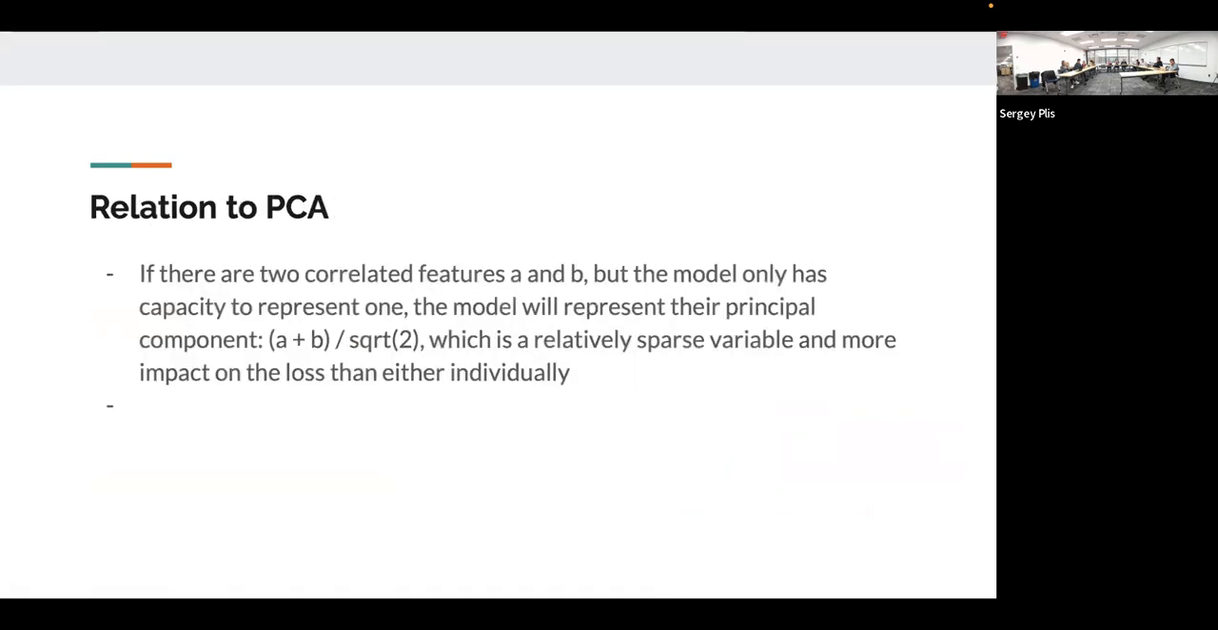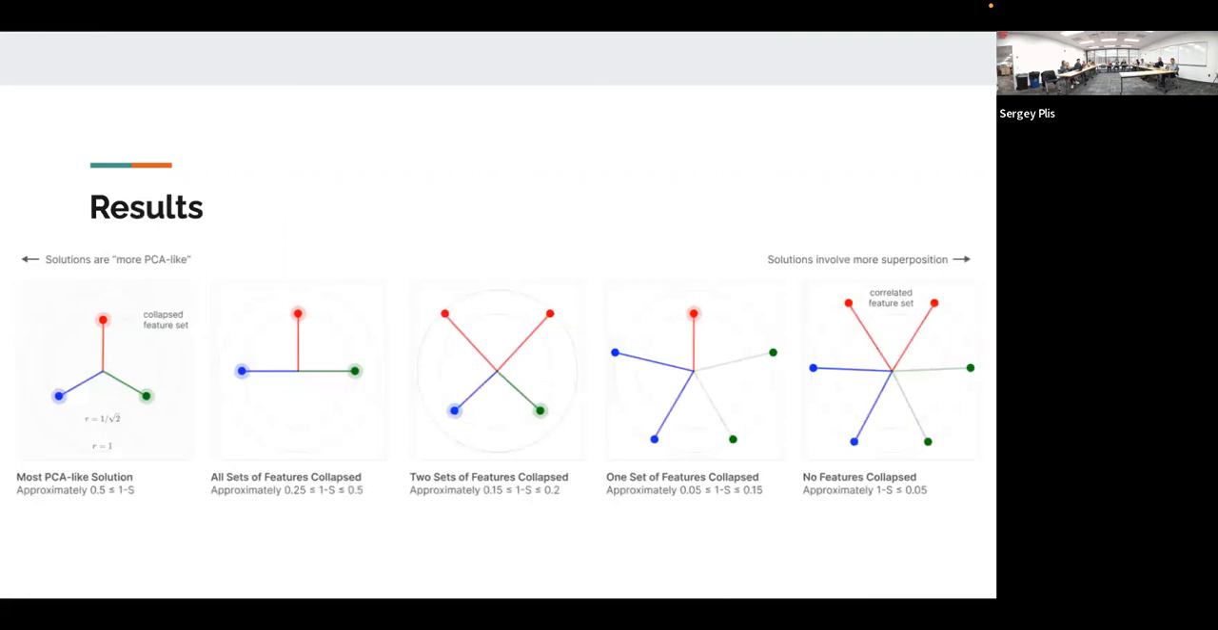They show that there's a relation to PCA, which is that if there are 2 correlated features, A and B, but you only have capacity to represent one, you're going to represent its principal component, which is a sparse variable, and has more impact on the loss than either of them individually. And then they show here the PCA-like versus non-PCA-like results: as you increase the correlation, increase the sparsity, I think, you get less results like PCA, essentially.